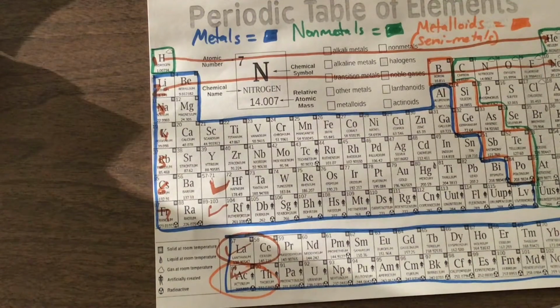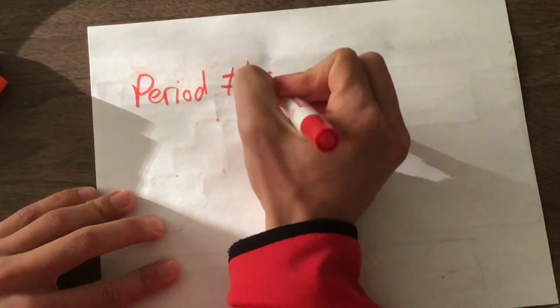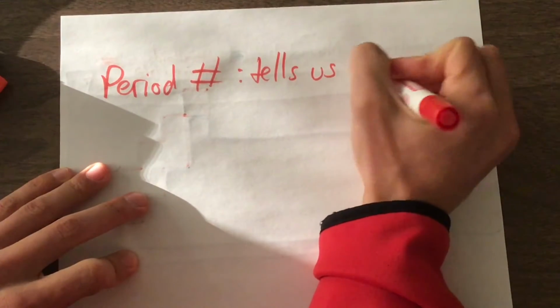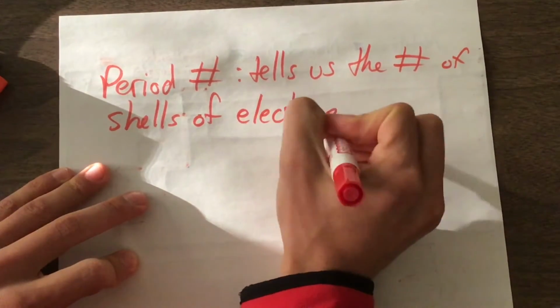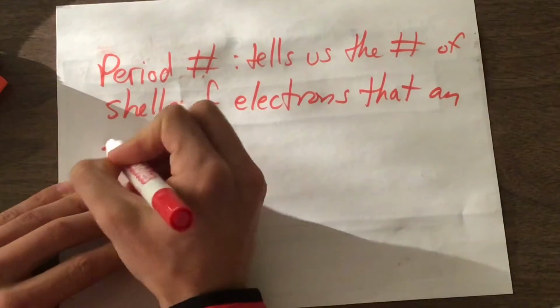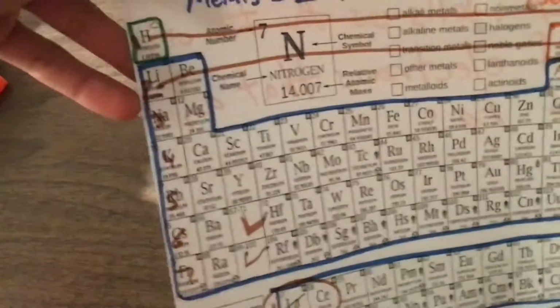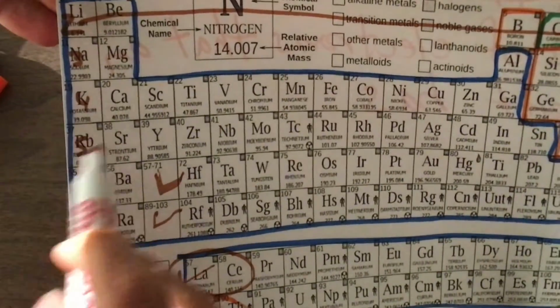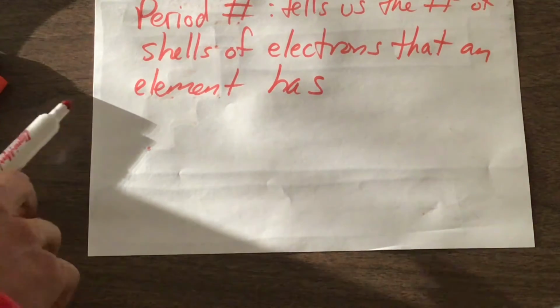Now, what does that tell us? Why does it matter which period? Well, the periods tell us the number of shells of electrons that an element has. So that's what the period number does. So period number 4, potassium is going to have 1, 2, 3, 4 shells of electrons. I can show you an example here in a moment.